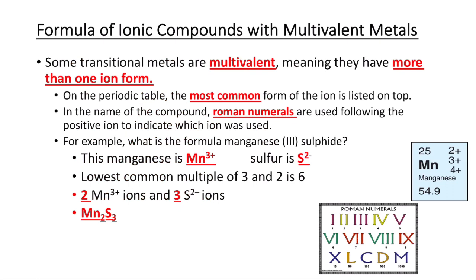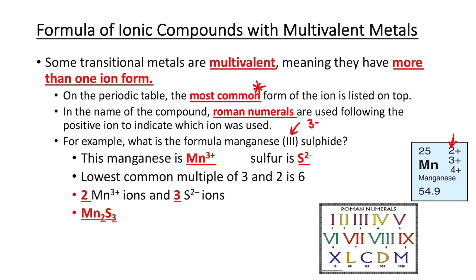So some transition metals are multivalent, meaning they have more than one ion form. On the periodic table, the most common form of the ion is listed on top. So for example, for the magnesium, 2+ is the most common form. In the name of the compound, so when we're naming, we use Roman numerals following the positive ion to indicate which ion was used. So for example, what is the formula of manganese 3 sulfide?